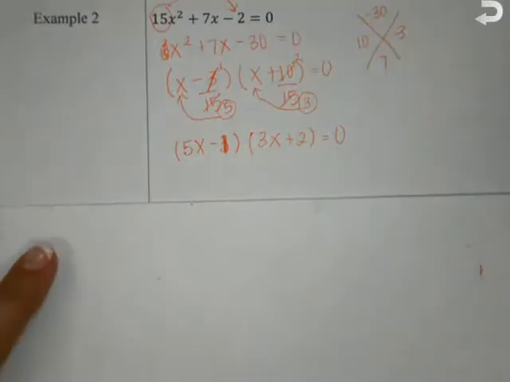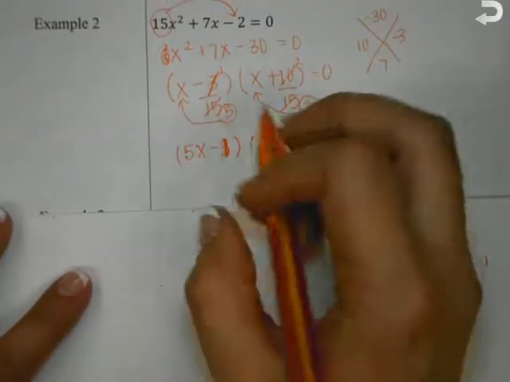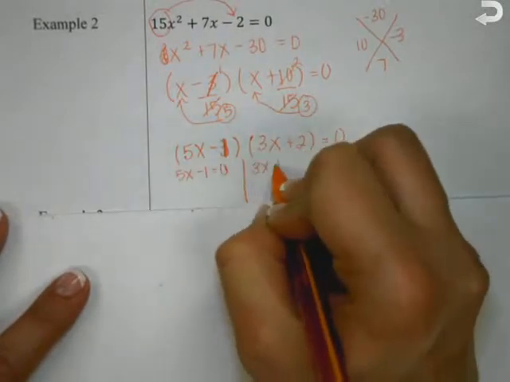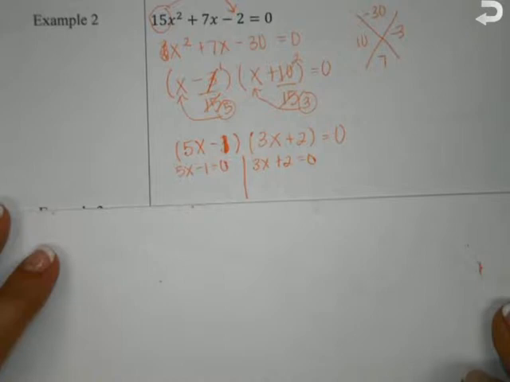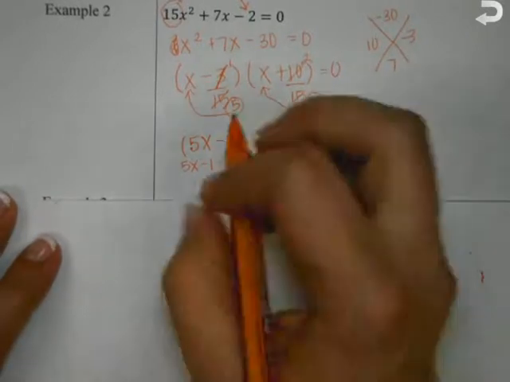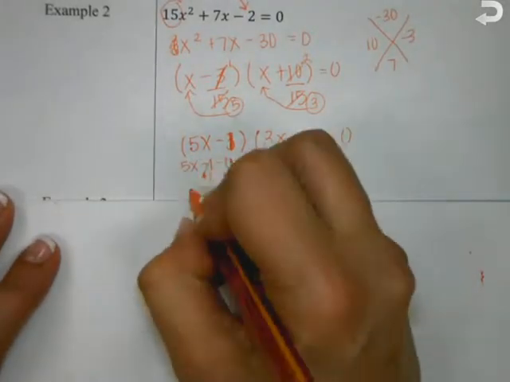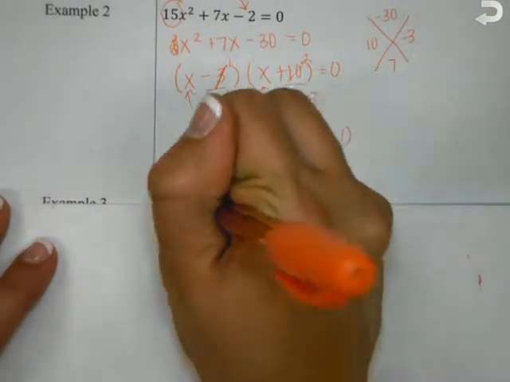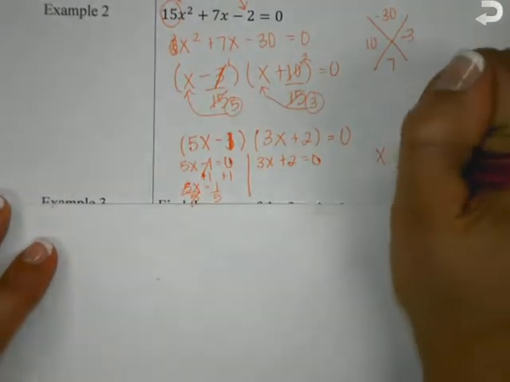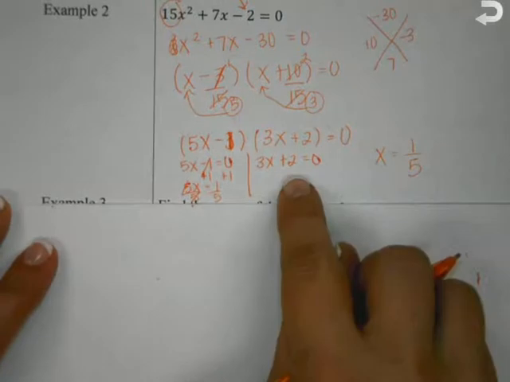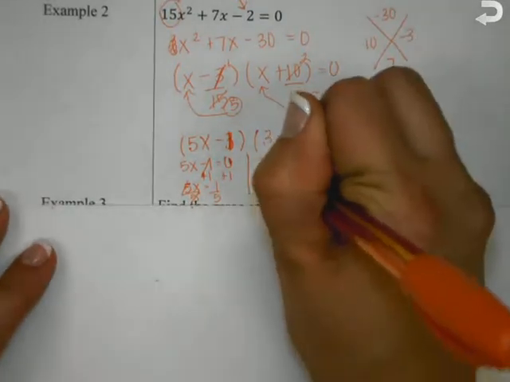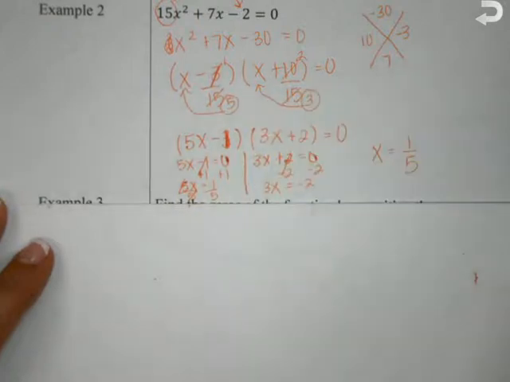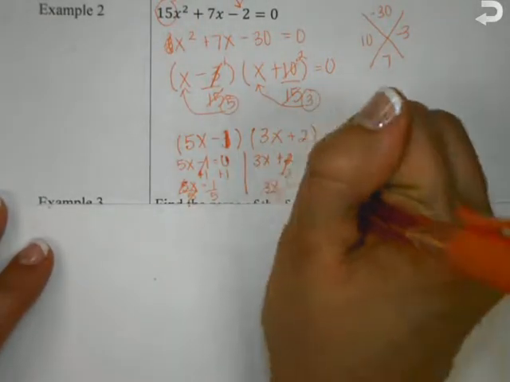Now we can set everything equal to 0. So we set each factor equal to 0. And it looks like we're going to get fractions here as well. I add 1 to both sides. So that gives me 5x equals 1. Divide by 5. So x equals 1/5. And then do the same process on the right. So subtract 2. 3x equals negative 2. Divide both sides by 3. So x also equals negative 2/3.